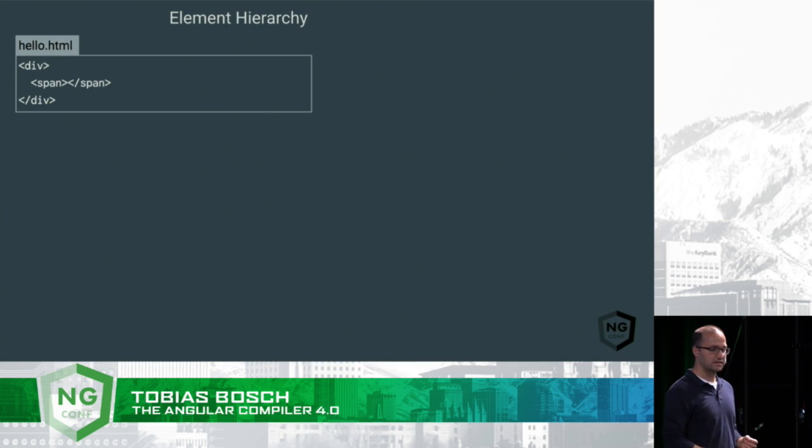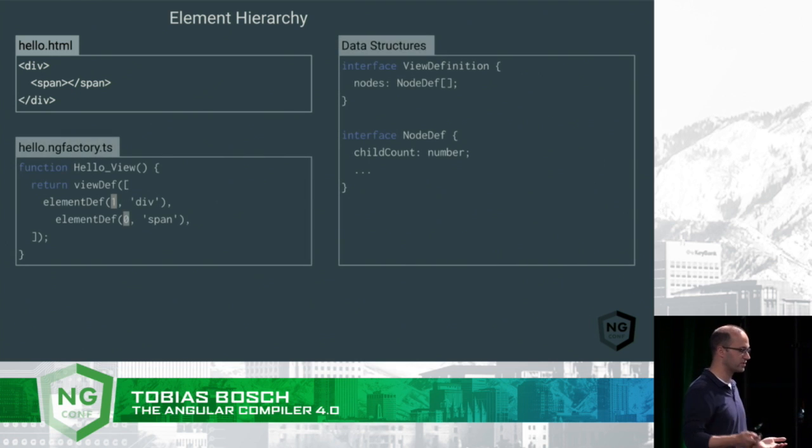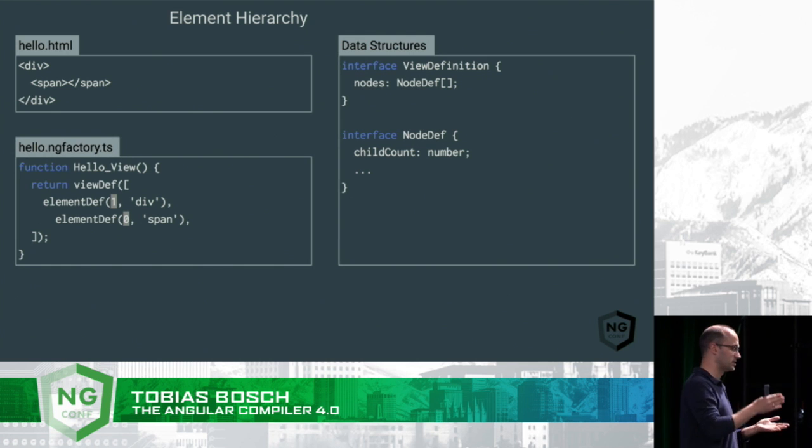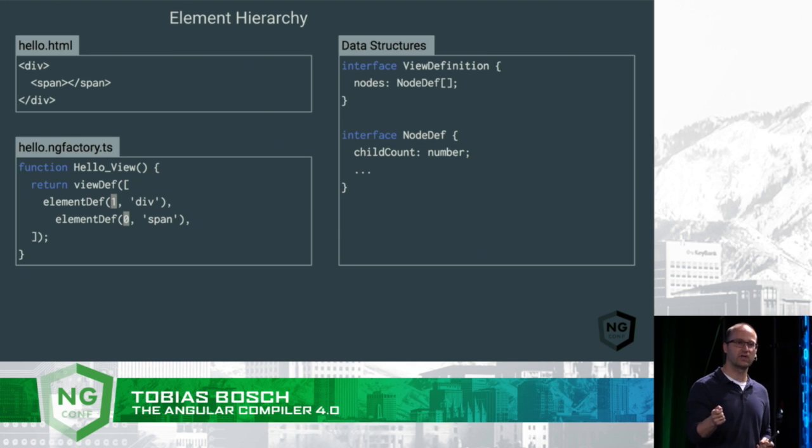Okay, that's simple. Let's have a look at how we represent a hierarchy of elements. There are various ways of representing trees. We chose the following: the view definition takes an array of nodes, in depth-first order. And the first argument to this element def is the number of children. If you think about it, you've got a tree, and if each node knows how many children it has transitively, then you can put all the nodes in an array, and it still defines your tree in a unique way.